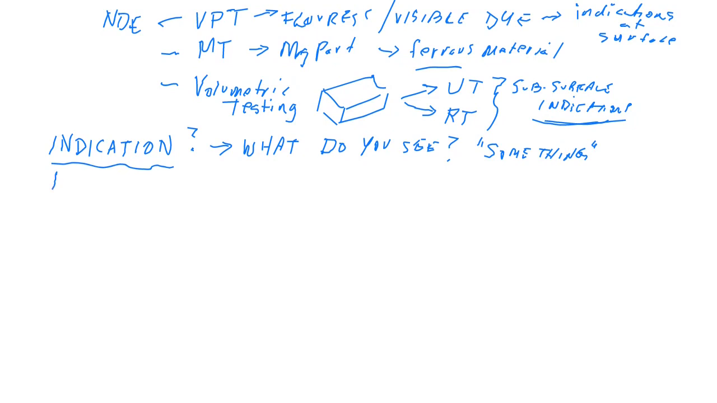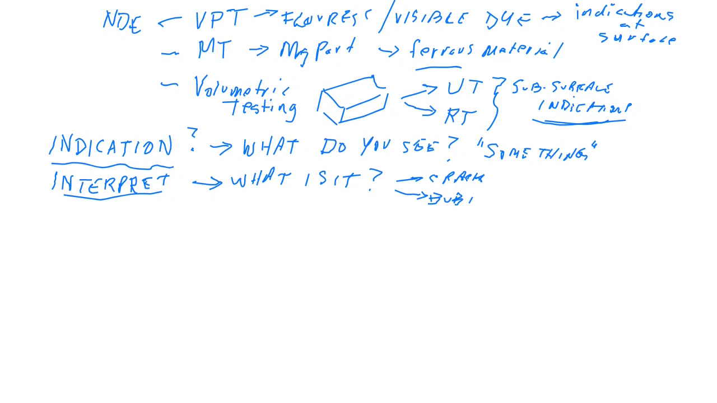Then the next thing that we have to do is interpret. Once we have an indication, we got to figure out what is it. This is when we can start to be specific. So we might have things like a crack, yes. We might have porosity, which are little bubbles. We might have pieces of slag from the welding process. We call that a slag inclusion. What else might we have in there? Slag inclusions, cracks, bubbles. Okay, so we've made an interpretation, and we've figured out what it is.